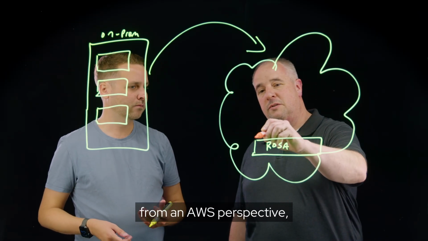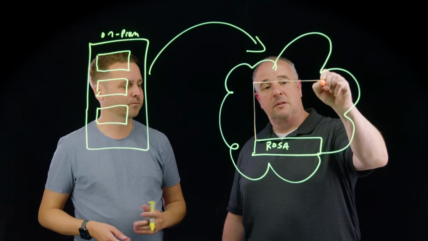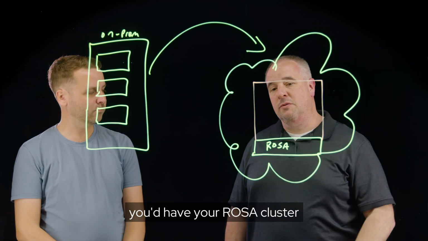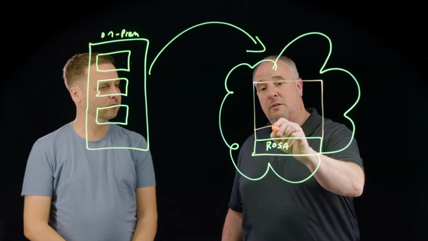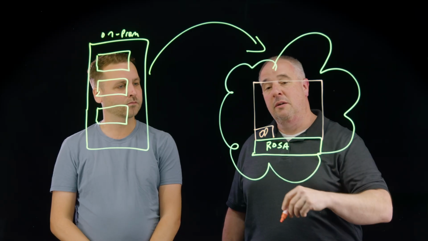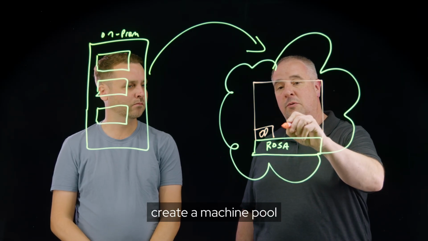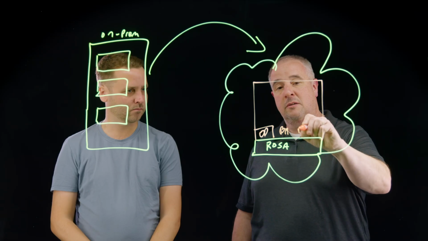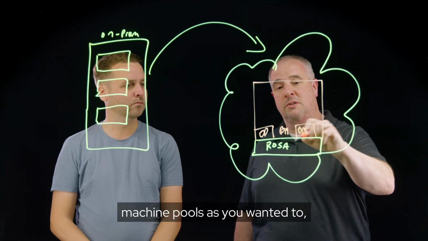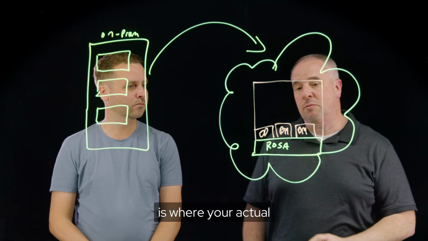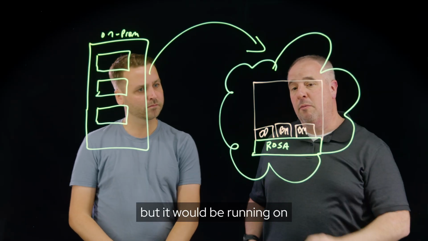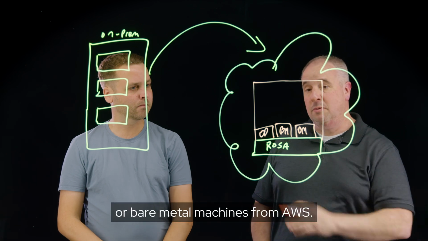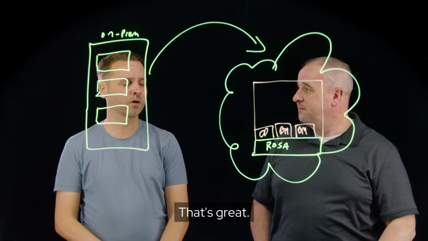So what you would do is, from an AWS perspective, say you were deploying this, you'd have your ROSA cluster and you would install the OpenShift Virtualization operator. So we'll just drop that here. And then you would create a machine pool that was bare metal machines. You could have as many machine pools as you wanted to, but the bare metal machines is where your actual virtual machines would run. So it would be managed by ROSA, but it would be running on bare metal machines from AWS. That's great.